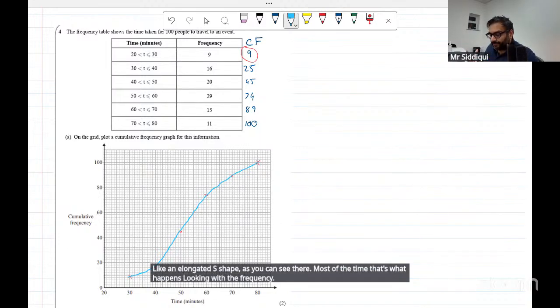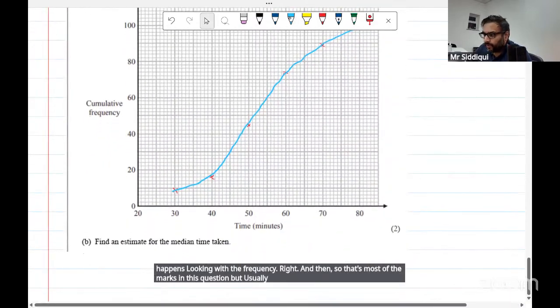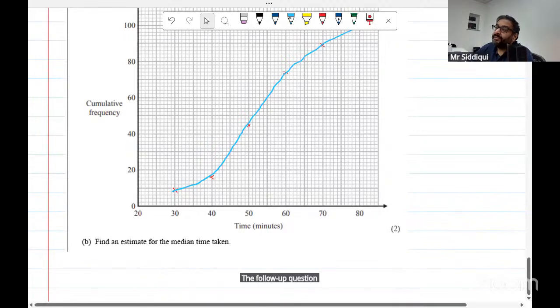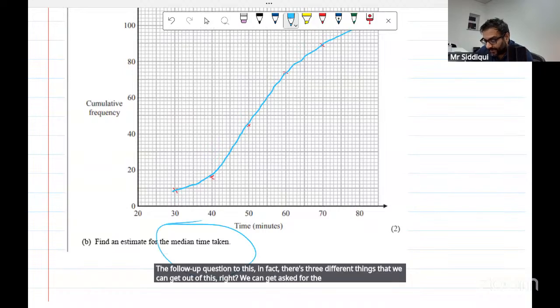Right, so that's most of the marks in this question, but usually there are 2 follow-up questions. In this case, there's only 1. The follow-up question to this, in fact, there's 3 different things that we can get out of this, right? We can get asked for the median. That's the most common thing to get asked.